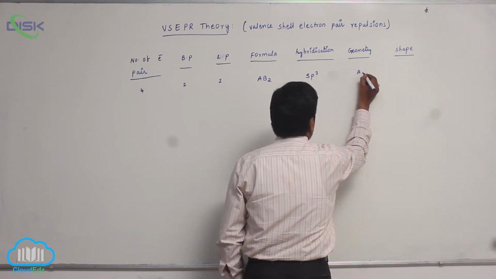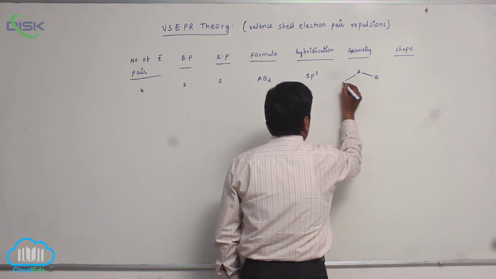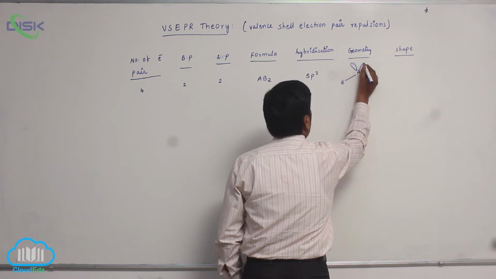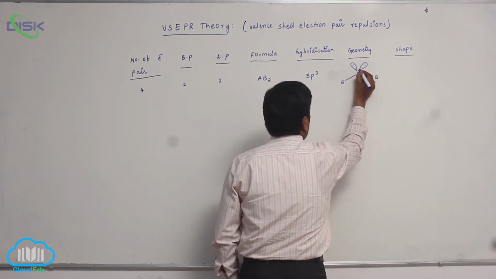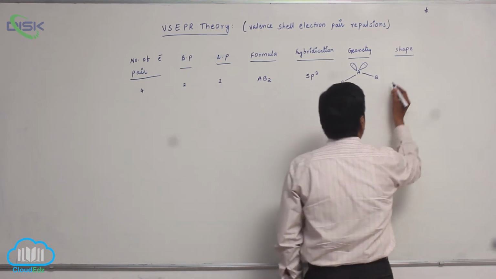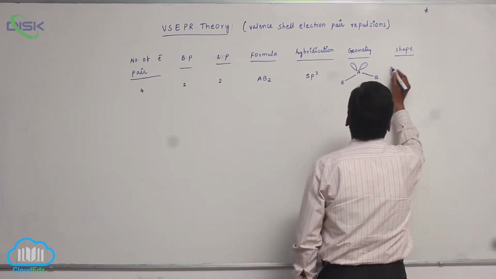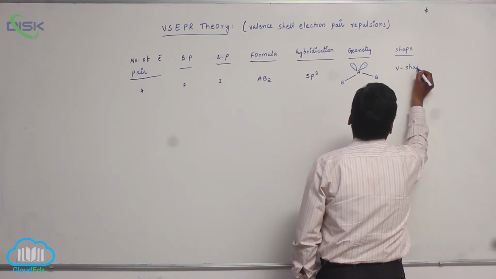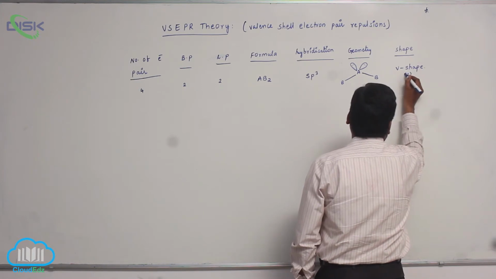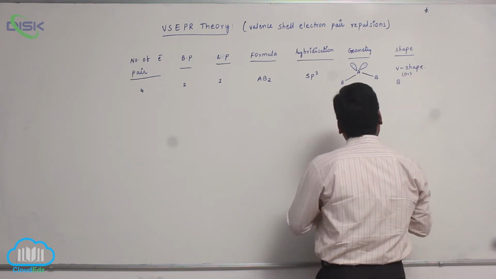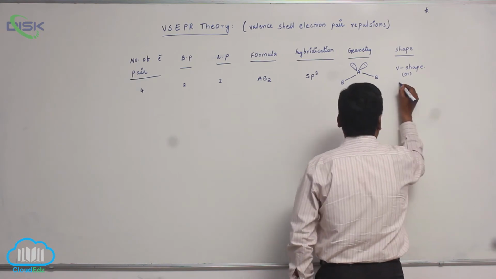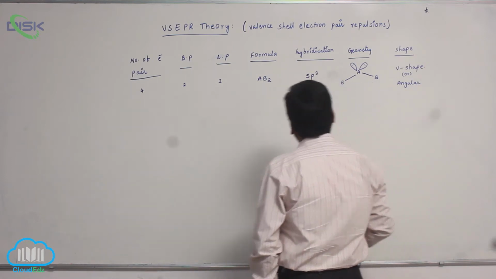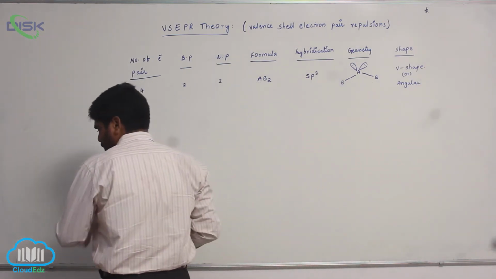This is A, B, here is also B. One lone pair here, and here the second lone pair. Shape of this one is V shape or bent shape or angular shape. Instead of bent shape, the better one is angular shape. V shape or angular shape.